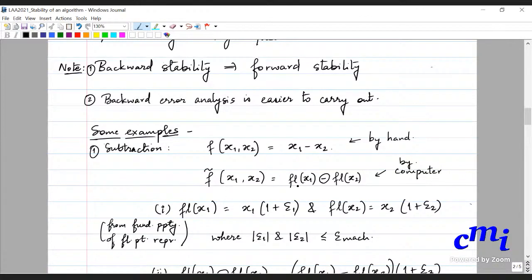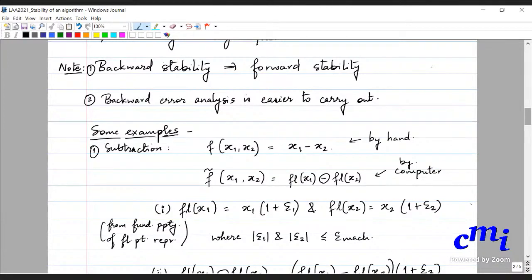Okay, so let's look at what this means. What fl(x1) means. By the fundamental property of floating point representations, this fl(x1) is going to be x1 times 1 plus some epsilon 1, where mod epsilon 1 is less than machine epsilon. Okay, that is what the fundamental property of floating point arithmetic tells us for x1. Similarly, this is what it says for x2. So some epsilon 1 and epsilon 2, which are bounded above by machine epsilon.